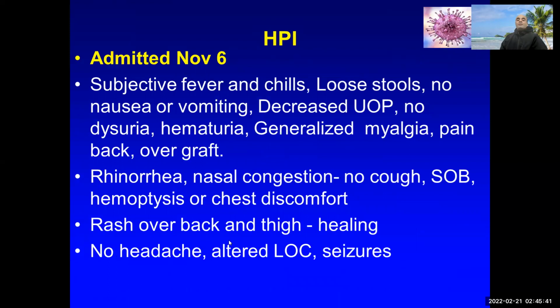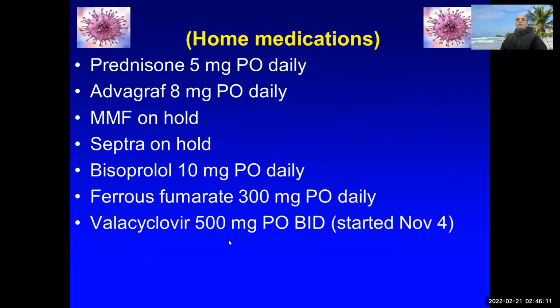Admitted November 6 with subjective fever, chills, loose stool with ongoing diarrhea, no nausea, no vomiting, decreased urine output, no dysuria, no hematuria, generalized myalgia, and pain in the back over the graft. Rhinorrhea, nasal congestion, no cough, no shortness of breath, no hemoptysis, no chest discomfort. Rash over the back healing, no headache, altered level of consciousness, or seizure documented.